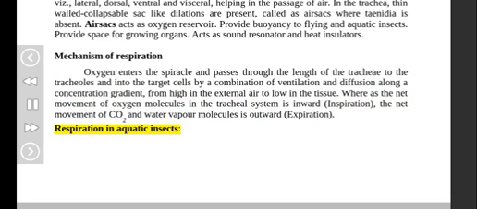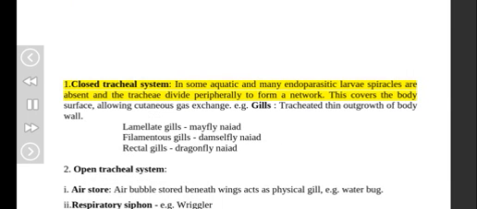Respiration in aquatic insects. 1. Closed tracheal system. In some aquatic and many endoparasitic larvae, spiracles are absent and the tracheae divide peripherally to form a network. This covers the body surface, allowing cutaneous gas exchange. E.g. gills, tracheated thin outgrowth of body wall. Lamellate gills, mayfly naiad. Filamentous gills, damselfly naiad. Rectal gills, dragonfly naiad.